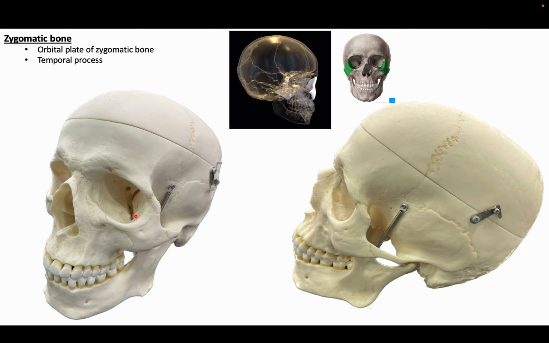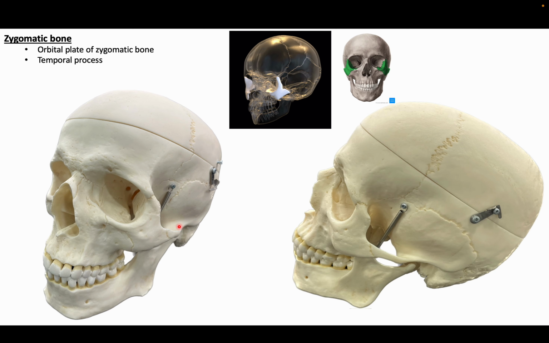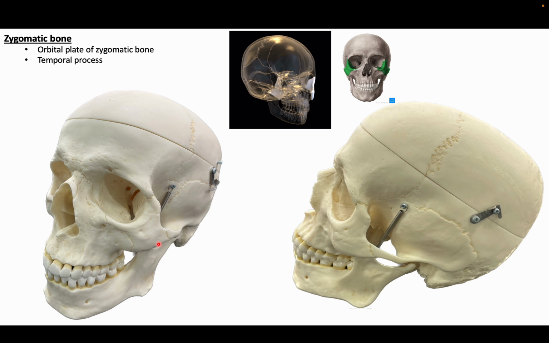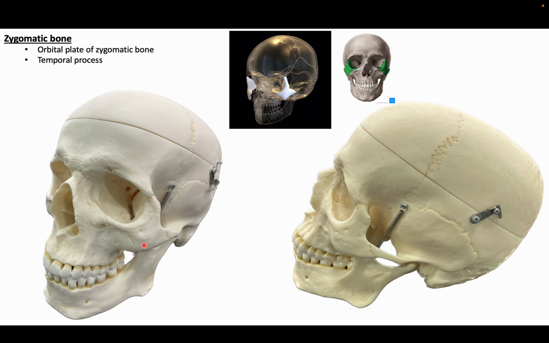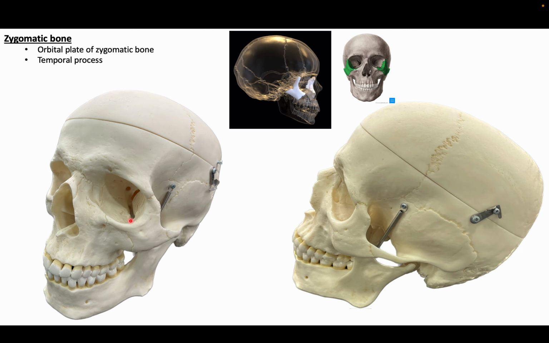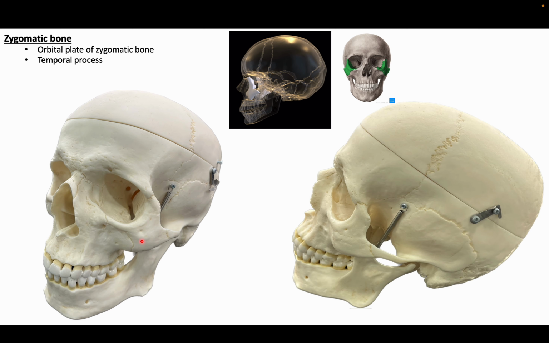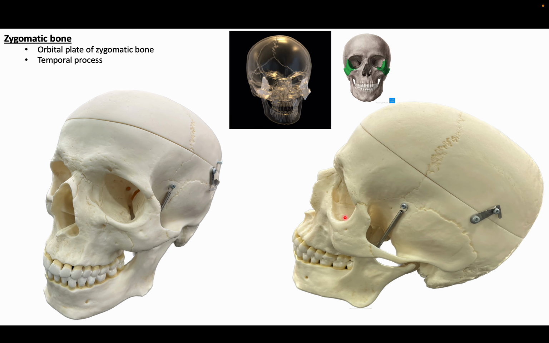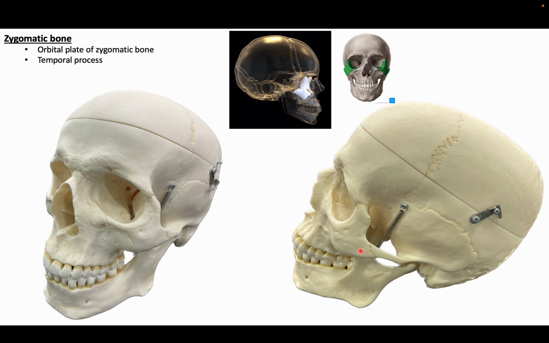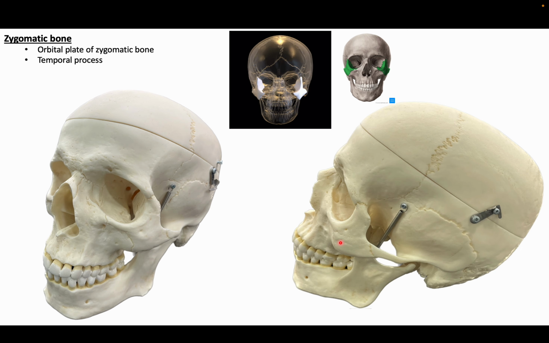And then the temporal process. We talked about the temporal bone. So this area right here is the temporal process of the zygomatic bone, and it's going to be extending towards the temporal bone. So again, we have the zygomatic bone, the orbital plate of the zygomatic bone, and then the temporal process of the zygomatic bone. Right here is the orbital plate and the temporal process of the zygomatic bone.